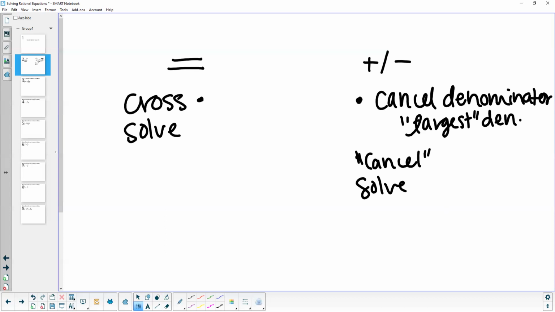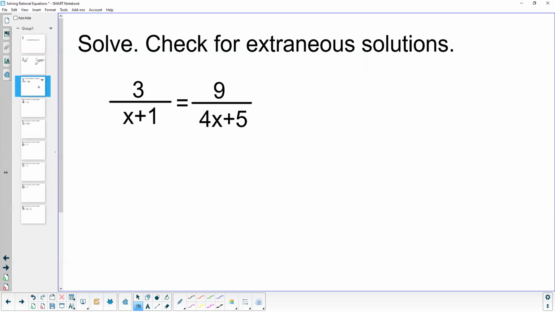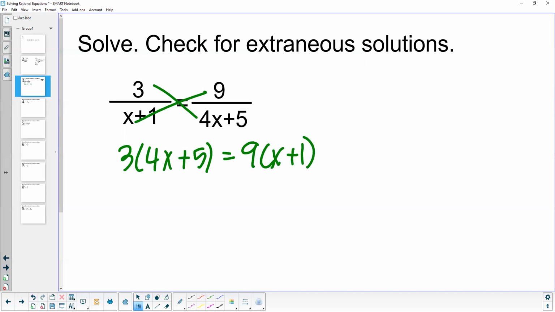So we want to run through a couple of problems here where we actually solve it out completely. So let's take a look at this first one here. Notice how there's an equal sign. That means I'm going to cross multiply and then solve. So I've got 3 times 4x plus 5 is equal to 9 times x plus 1. And that's all we're going to do to solve that, is multiply it out.